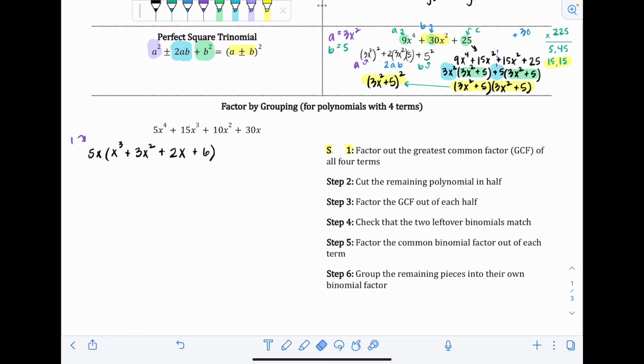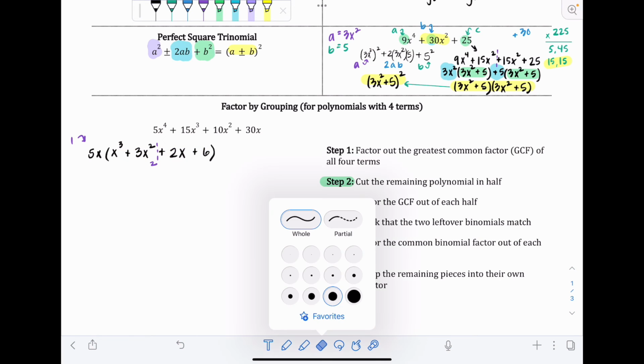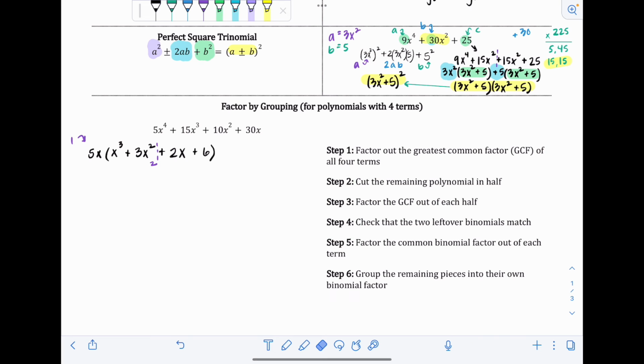And then step two says cut the remaining polynomial in half. So by remaining, I mean like what's left over inside the parentheses. So we'll cut just this whole part in half. So that's step two. And then step three is factor out the GCF out of each half.